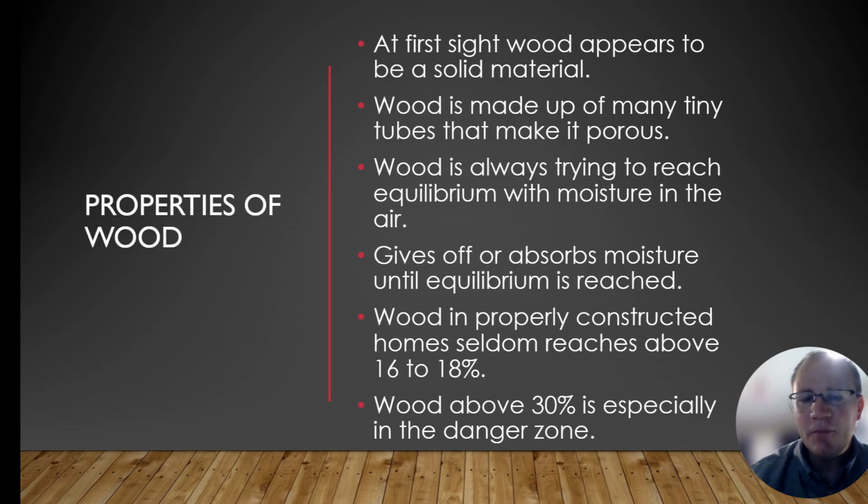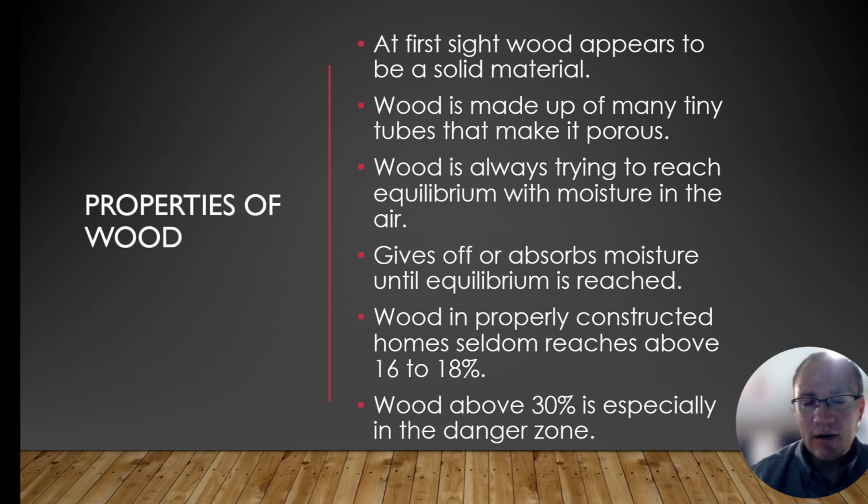Let's take a look at the properties of wood. At first sight, wood appears to be a solid material. Wood is made up of many tiny tubes that actually make it porous. Wood is always trying to reach equilibrium with the moisture in the air. Wood is either going to give off or absorb moisture until that equilibrium is reached. Wood in properly constructed homes seldom reaches above 16 to 18%. Wood above 30% is especially in the danger zone.